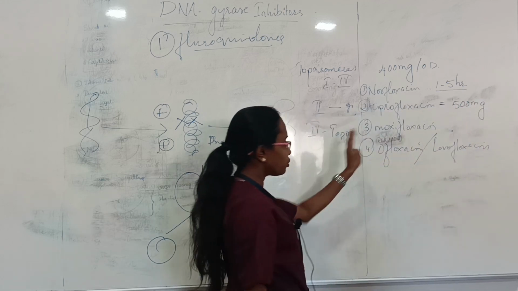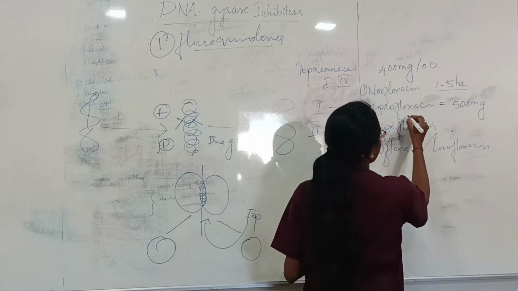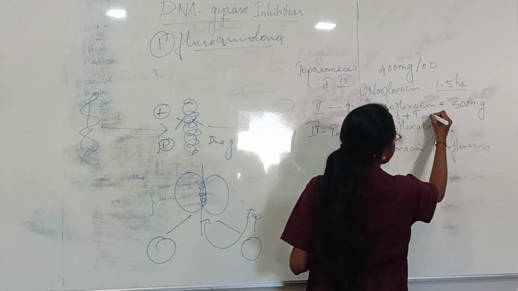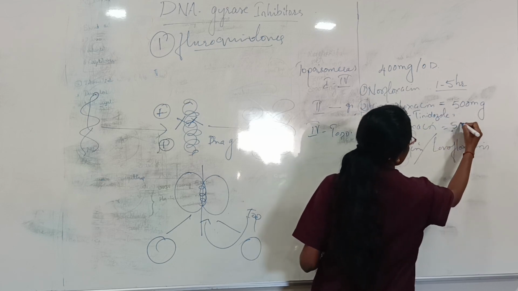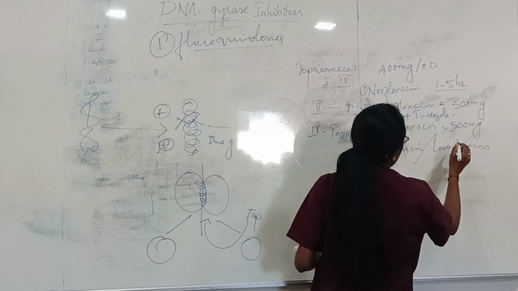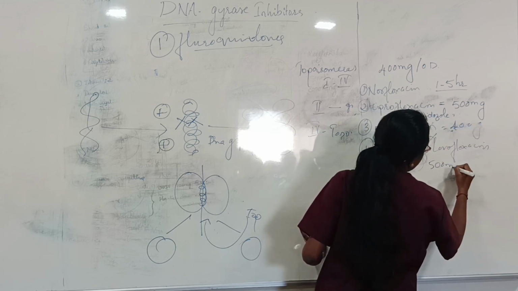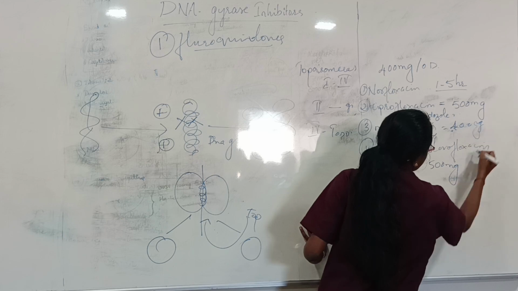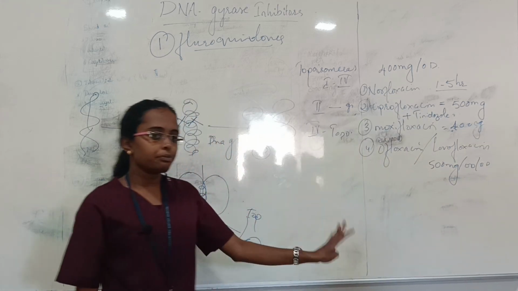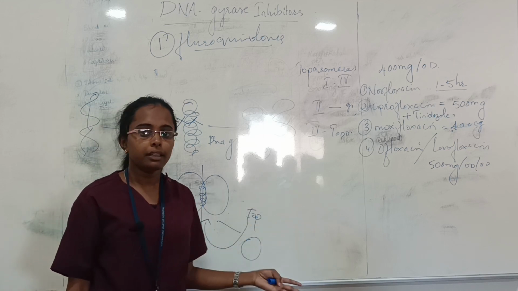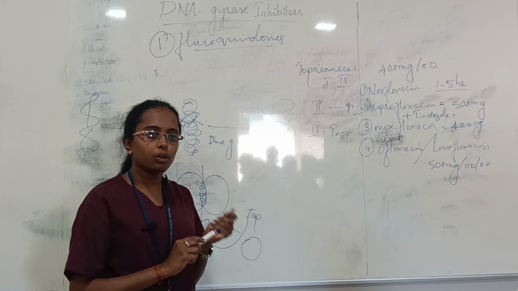In hospital, ciprofloxacin or norfloxacin will be given with tinidazole. Moxifloxacin also 500 mg. Sorry, this is 400 mg and this is 500 mg. OD or BD: if the patient doesn't have any renal impairment, we can give BD. If the patient has any renal impairment, we should give only OD doses.